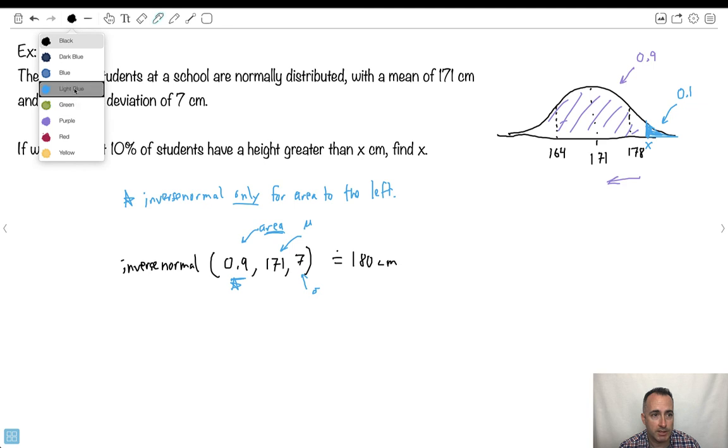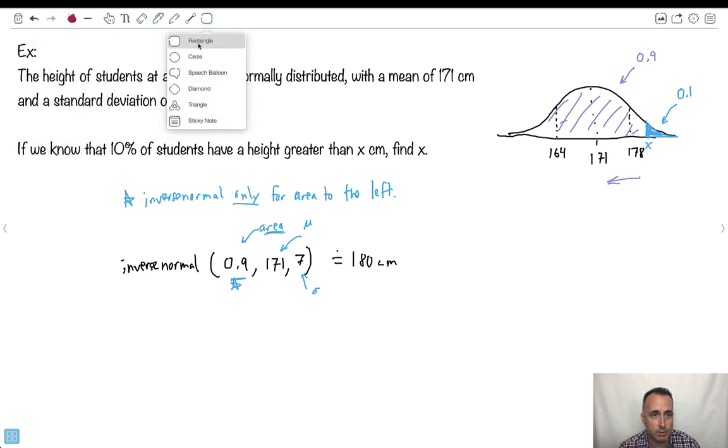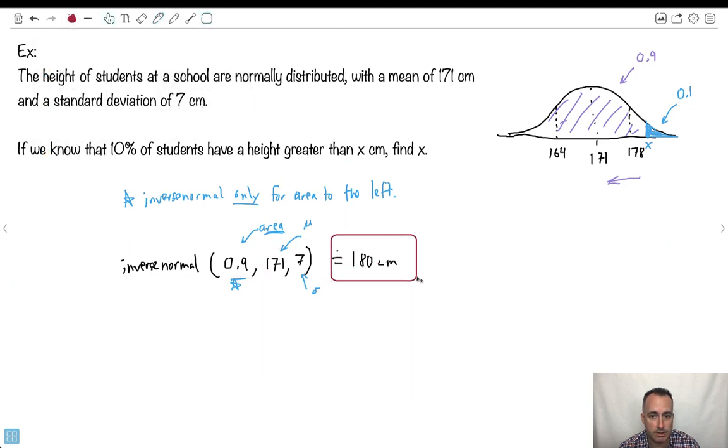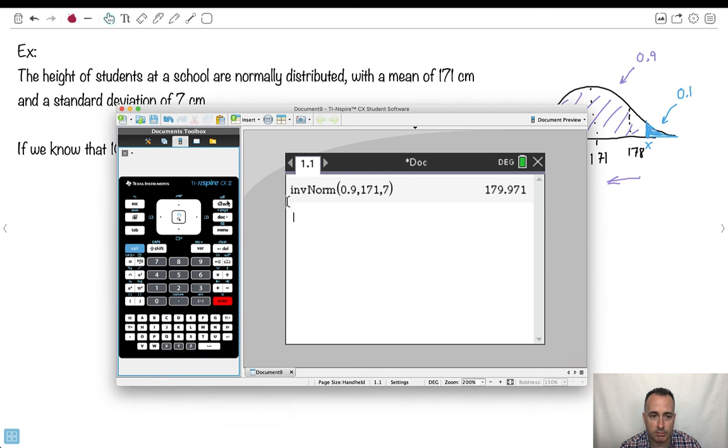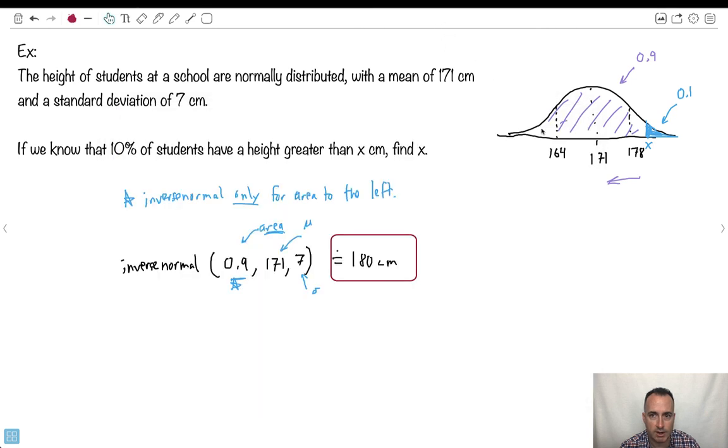And hopefully it'll make sense. You can usually take a look at what you're doing and see if it makes sense from the drawing. Because if you accidentally did it wrong, if you just gave it 0.1, let me show you. If you had forgotten to do that, you'd put the area as 0.1 instead. Look what it tells you: 162.02. You'd say, that's over here. But that can't be, because more than half of the curve is to the right.